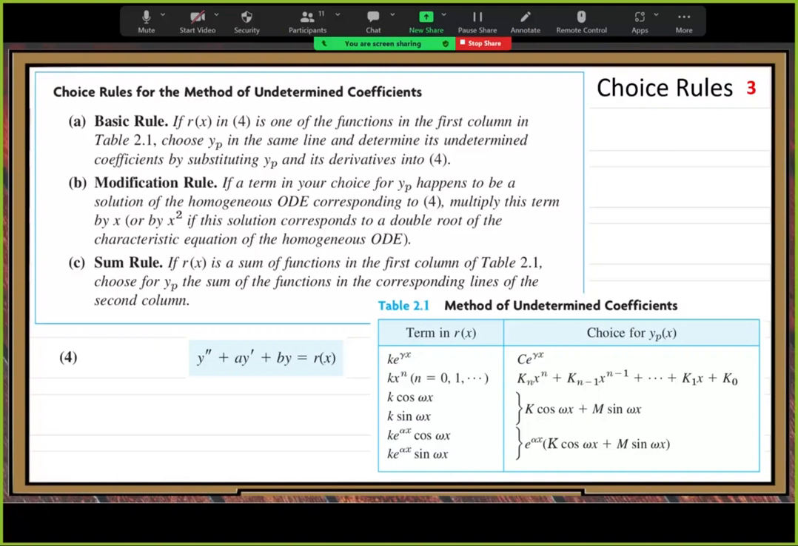remaining work. B, modification rule. If a term in your choice for YP happens to be a solution of the homogeneous ODE corresponding to 4, multiply this term by x, or by x squared if this solution corresponds to a double root of the characteristic equation.